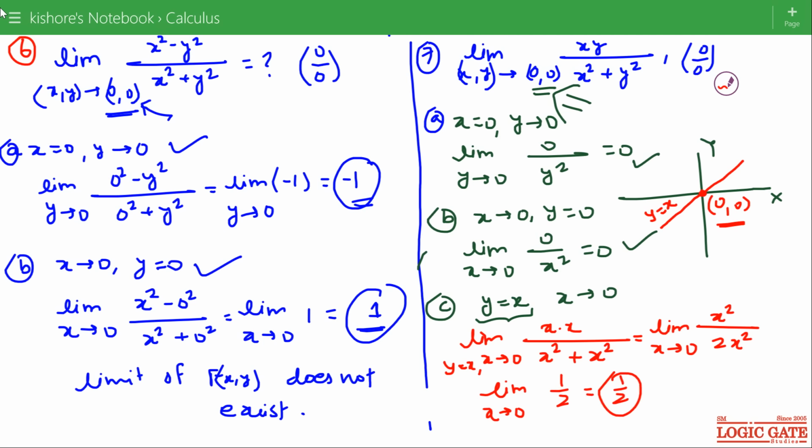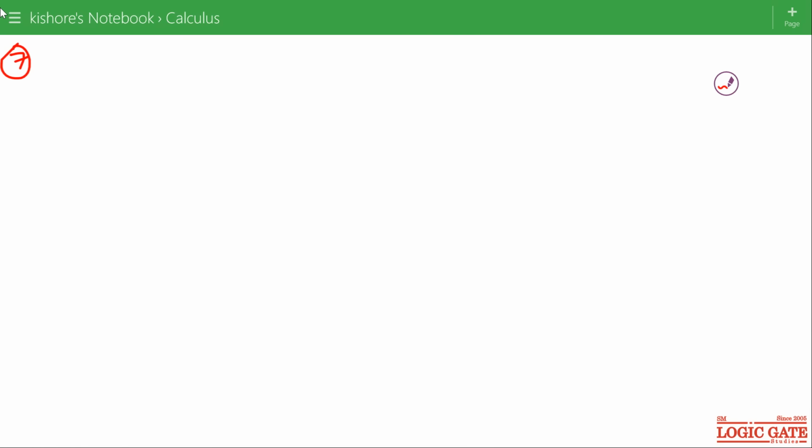See, if we approach this point 0, 0 through the y-axis, then the limit was 0. If we approach the point 0, 0 through the x-axis, then the limit was 0. And if we approach the point 0, 0 through the straight line y equal to x, then the limit is 1 by 2. It means the function is not giving the same limits for the different paths. It means the limit for this function does not exist. Let's see the next problem.